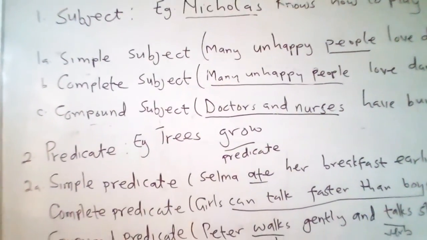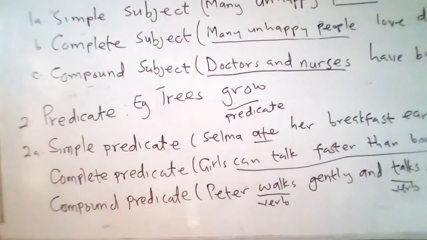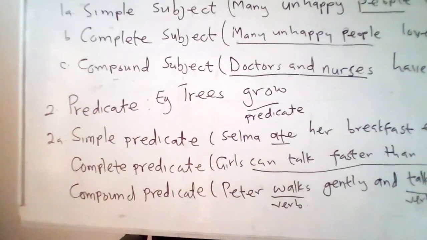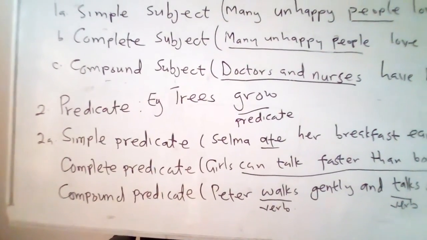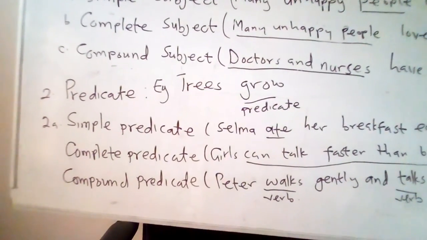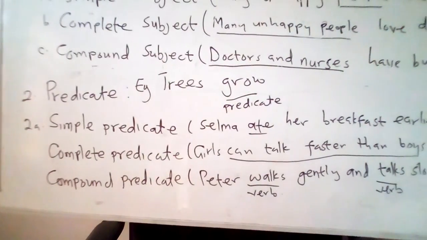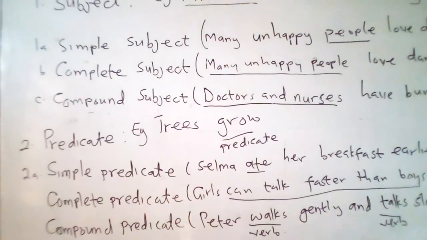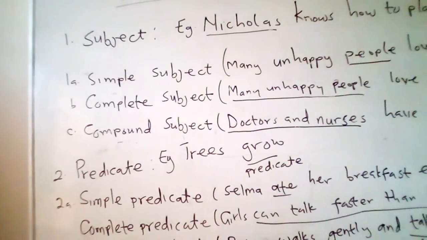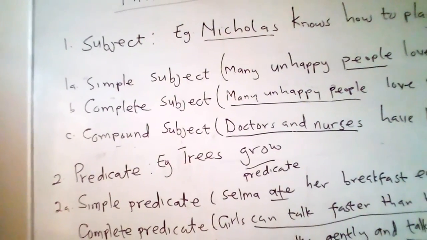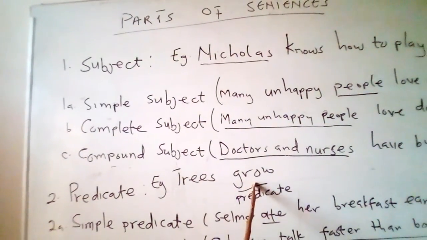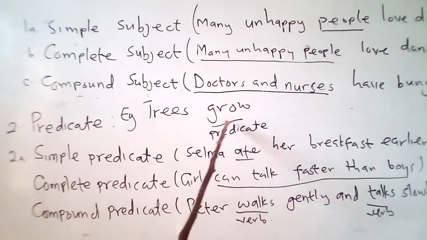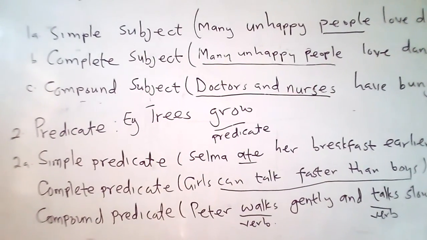Now let's go to predicates. Number 2, predicate. A predicate is the part of a sentence which says something about a subject. The predicate represents what is said about the subject. Predicate means verb area. Thus, it usually contains the verb, the object, and the complement or other modifiers. There is no predicate without a verb. Even if the predicate is only one word, it must be a verb. For example, trees grow. The word grow is the predicate.